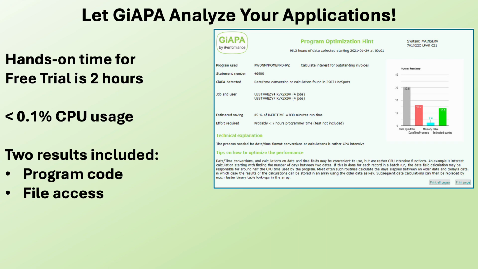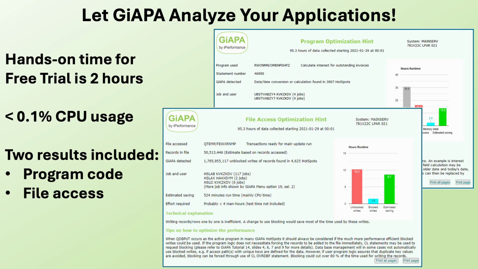Try out GiAPA in your own environment. It only takes a couple of hours' work to install and run. It'll not burden your system because the data collection uses less than 0.1% CPU. Let GiAPA collect data over 48 hours and analyze your applications automatically. It'll give you 2 optimization potential examples, one for program code and one for file access.